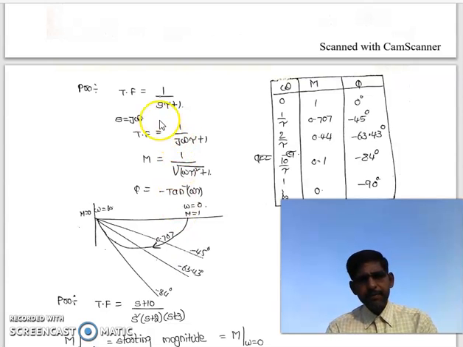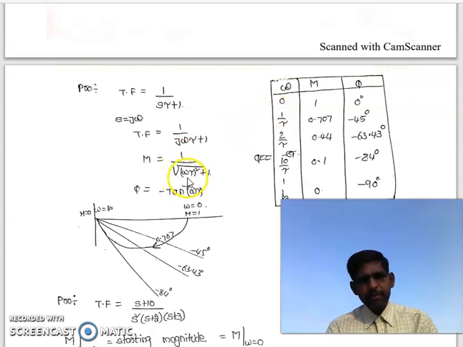The next problem: transfer function equal to 1 by (s tau plus 1). Replace s equal to j omega. The transfer function is equal to 1 by (j omega tau plus 1). The magnitude is 1 divided by the square root of ((omega tau) whole squared plus 1). The phase angle is minus tan inverse of omega tau. Now, for different values of frequencies, find the magnitude as well as the phase.